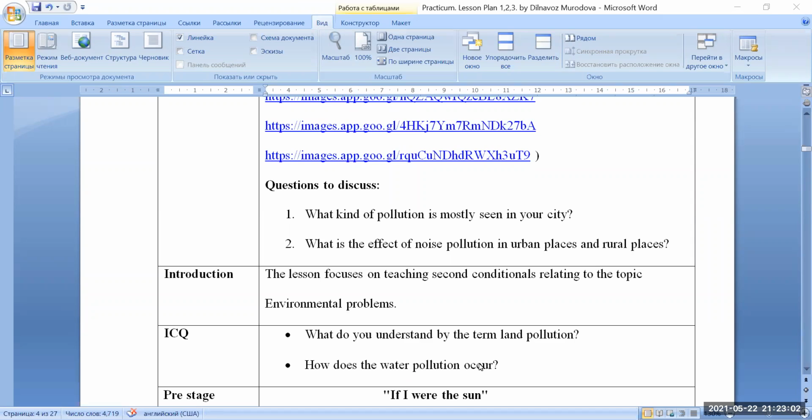How does water pollution occur? How does water pollution occur? Who will answer?